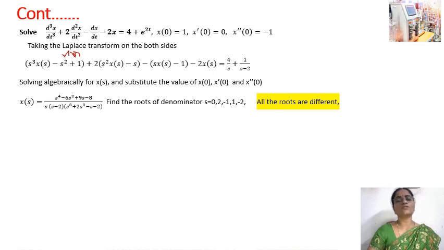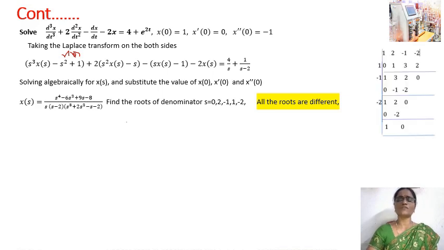Here s equal to 0 is one root, s equal to 2 is another root. This is the cubic equation. You know how to find the roots of a cubic equation. This is the method. You take the coefficients of this cubic equation: 1, 2, minus 1 and minus 2. If any one of the coefficients is negative, you can start with the number 1. If the remainder comes as 0, then 1 is one of the roots. Then check the next level. In the next level, all the coefficients are positive, so you can try with minus 1. If you get a remainder of 0, then minus 1 is also one of the roots.